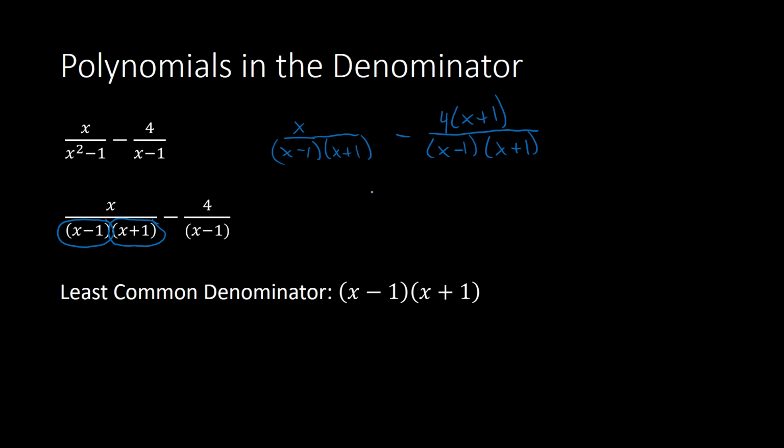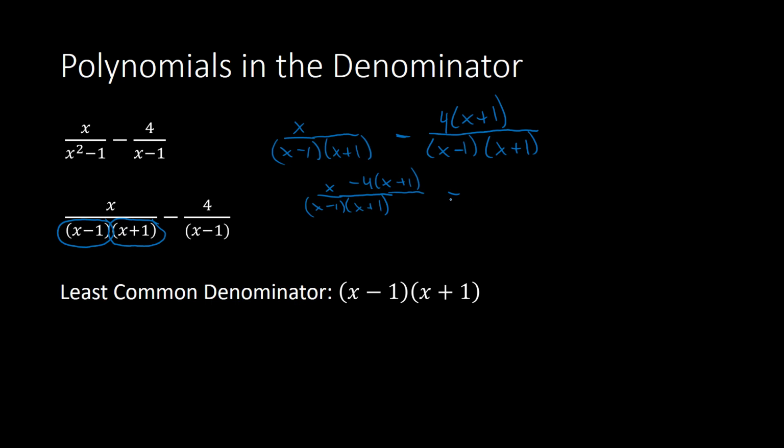So now what I have is going to be x over (x minus 1)(x plus 1) minus 4 times (x plus 1) over (x minus 1) times (x plus 1). And then from here, I can combine by subtracting. So I have x over (x minus 1)(x plus 1), and then I subtract that 4 times (x plus 1).